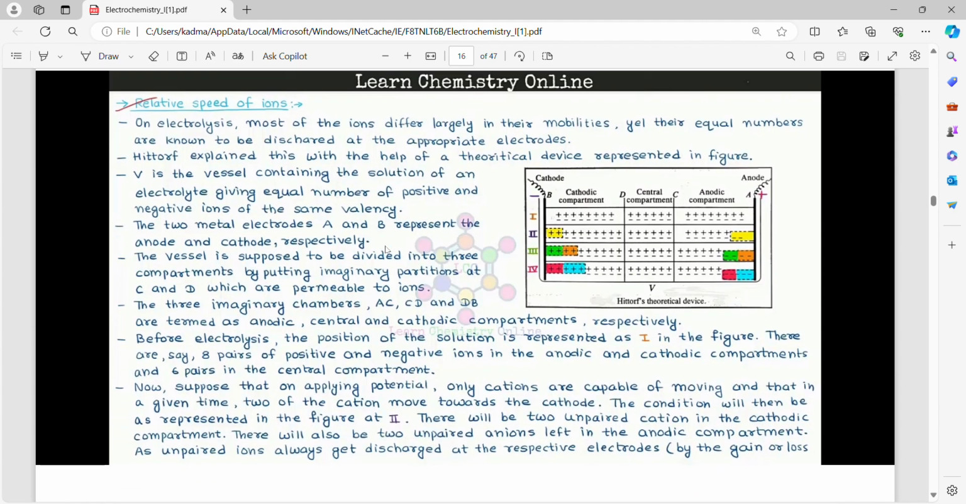Relative speed of ions. On electrolysis, though the ions differ largely in their mobilities, their equal numbers are known to be discharged at the appropriate electrodes. Hittorf explained this with the help of a theoretical device represented in the figure. V is the vessel containing the solution of electrolyte giving equal numbers of positive and negative ions of the same valency. The two metal electrodes A and B represent the anode and cathode respectively.